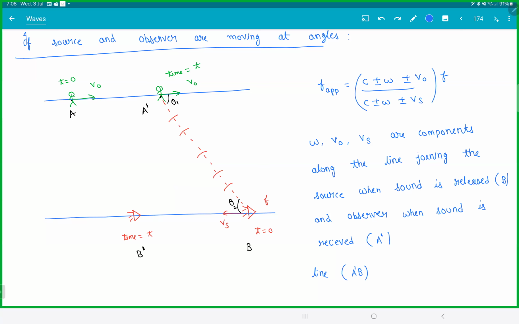So this would be the final version of the Doppler effect formula. You should take velocity components along the line joining the source and the observer. The source should be at t0 and the observer when he's receiving the sound. Clear with this? Any doubts on this?